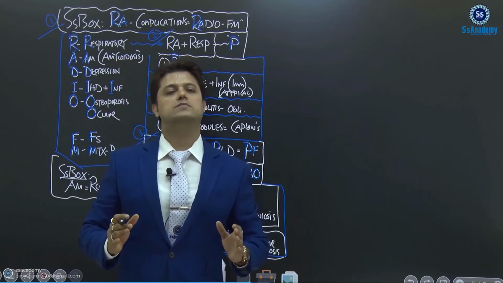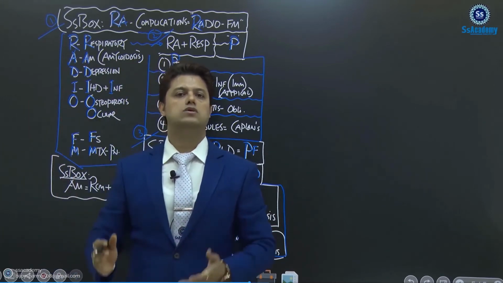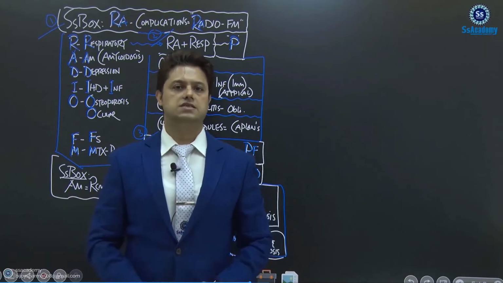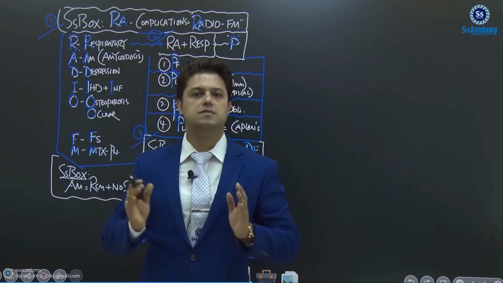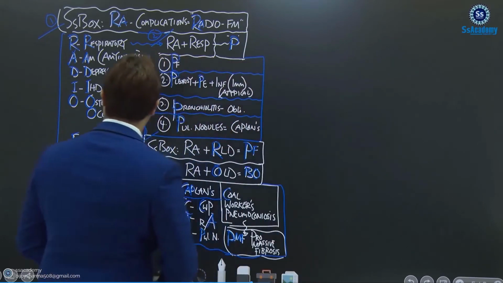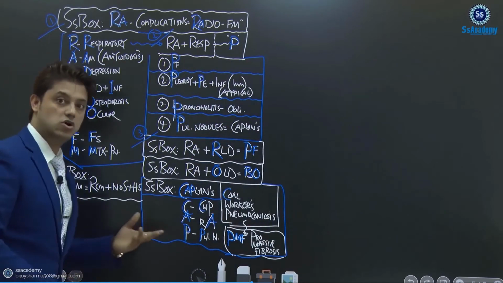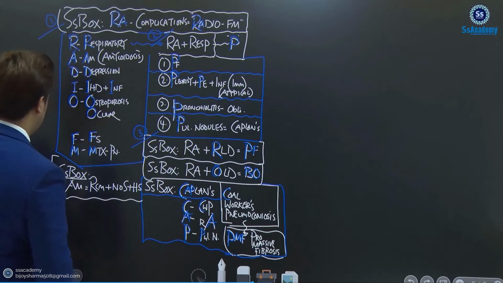So once again, what I'm saying? The RCM NOS HS, my dear. RCM NOS HS equal to AM, my dear, amyloidosis. So once again, amyloidosis equal to RCM NOS HS, my dear.